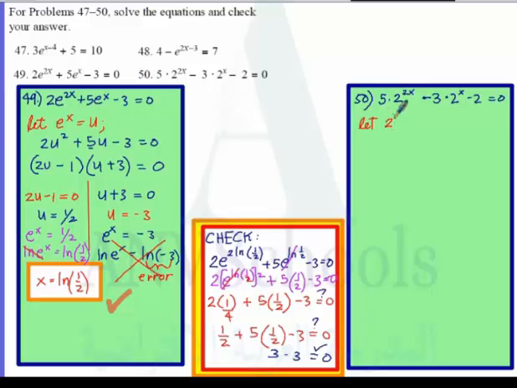Now let 2 raised to x be equal to w. Therefore, this equation now becomes, I will first write it into its proper form, 5 times 2 raised to 2x minus 3 times 2 raised to x minus 2 is equal to 0. And this will give us 5w squared minus 3w minus 2 is equal to 0.